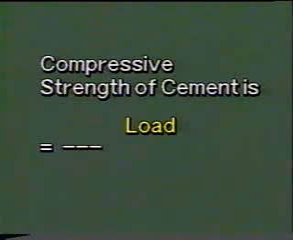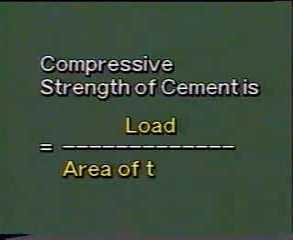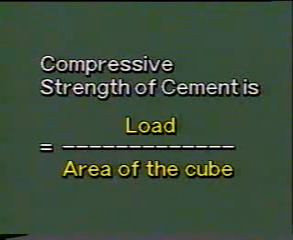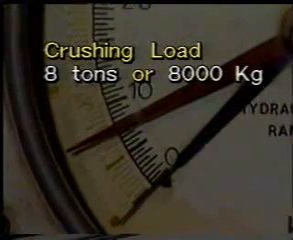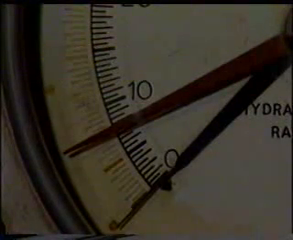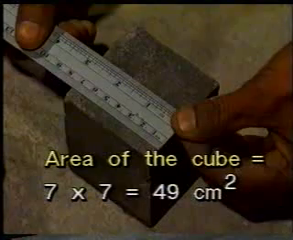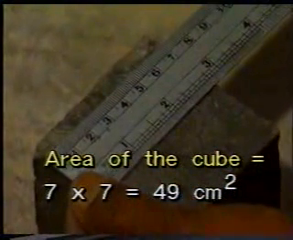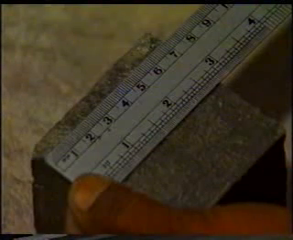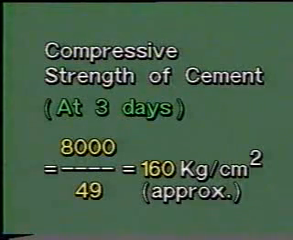The compressive strength of cement is given as load divided by the area of the cube. The crushing load in this case is 8 tons or 8,000 kg. The area of the cube is 7 centimeter multiplied by 7 centimeter, which is equal to 49 centimeter square. Therefore, the compressive strength of cement at 3 days is equal to 8,000 divided by 49, which is approximately equal to 160 kilogram per centimeter square.